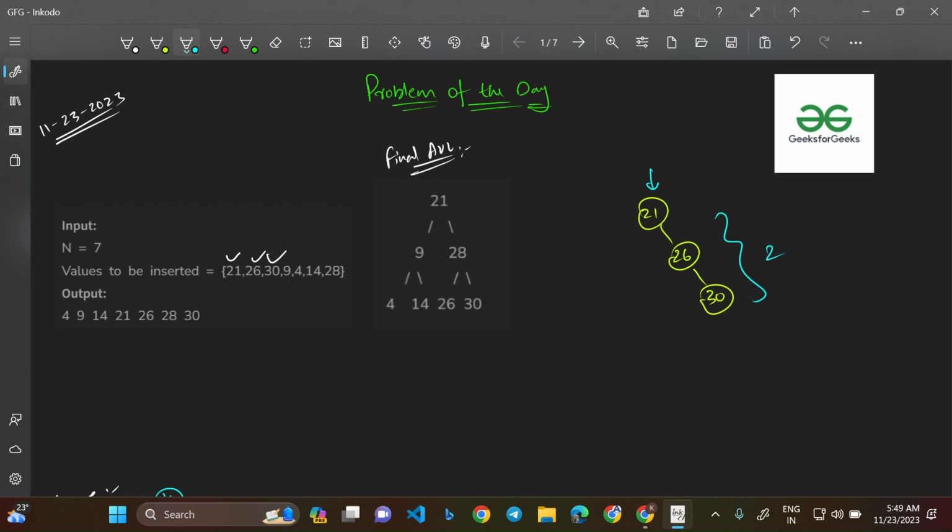That is 2, because there are 2 levels of depth. And what is the left? 0. There is nothing to its left. 21 is left. And now what is the difference between these two? 0 minus 2, that is equal to minus 2. And this doesn't come in the set of minus 1, 0, 1.